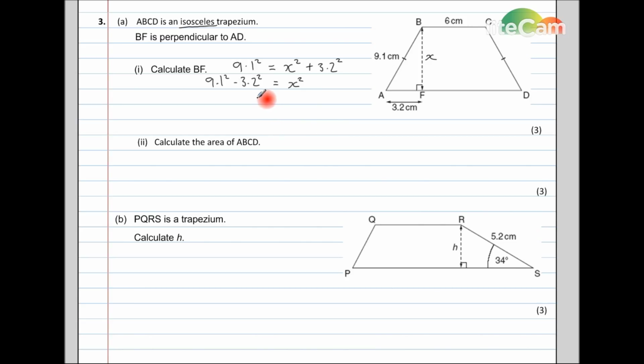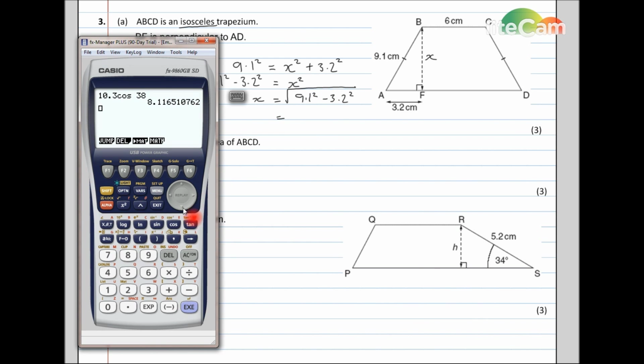Okay, so to get x on its own, I'm going to square root both sides, and I'm going to get the square root of 9.1 squared minus 3.2 squared. Which if I put it into my calculator, it's going to give me 8.52 if I round it to 3 significant figures.